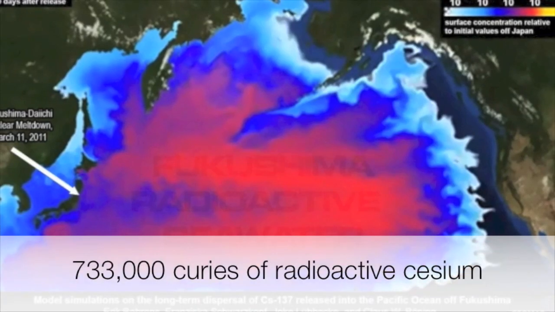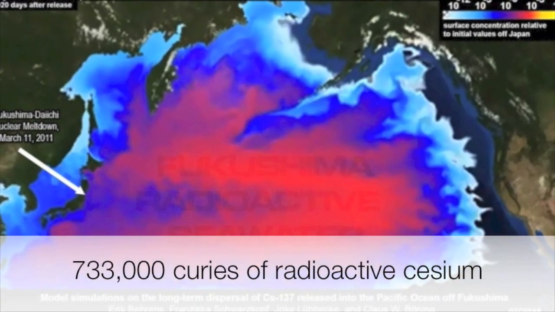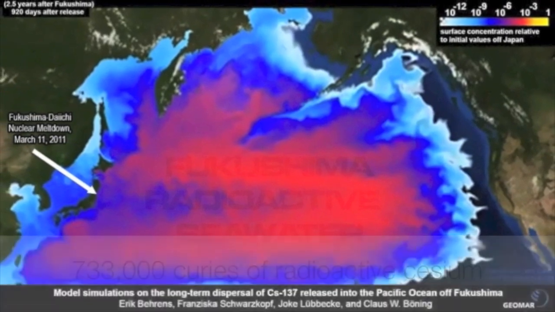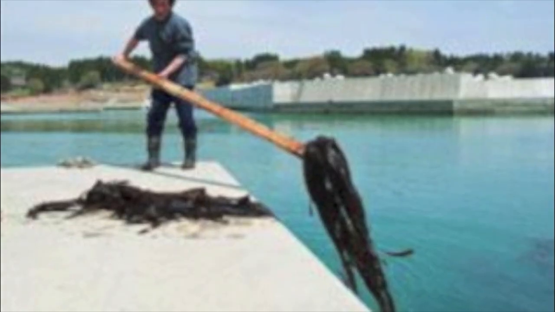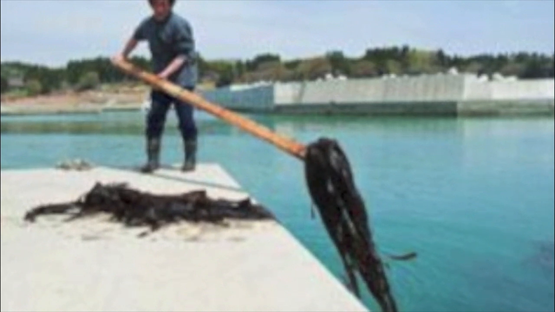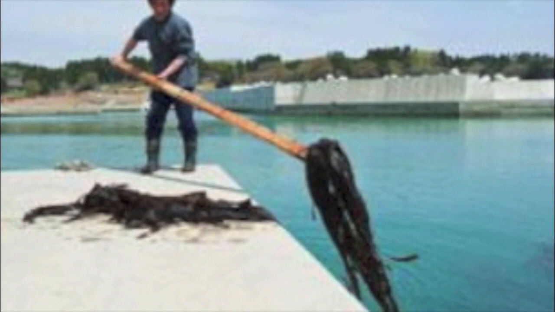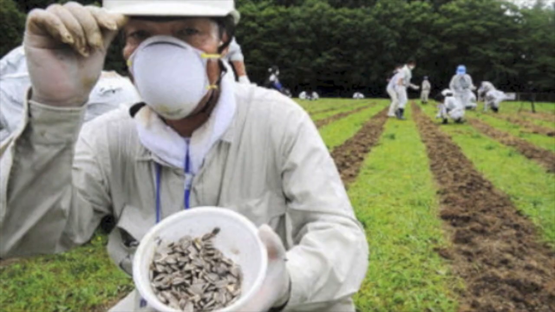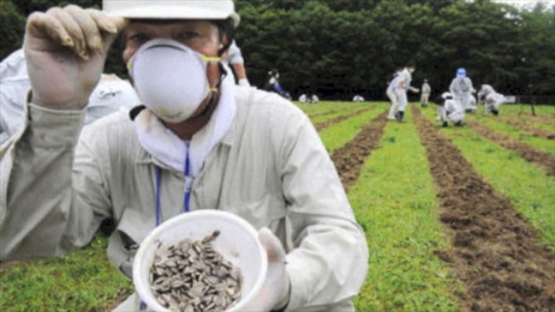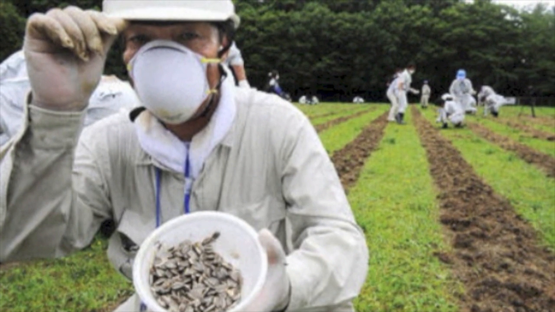15 months after, 733,000 curies of radioactive cesium were pumped into the ocean. Once a large amount of radioactive cesium enters an ecosystem, it quickly contaminates water, soil, plants, and animals. It's been detected in a large range of Japanese food, including spinach, tea leaves, milk, beef, and freshwater fish up to 200 miles from Fukushima.